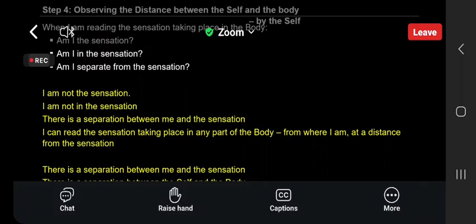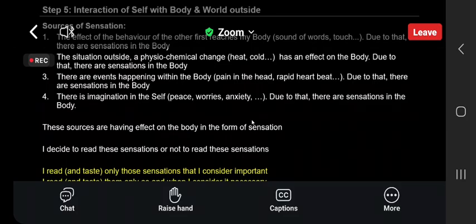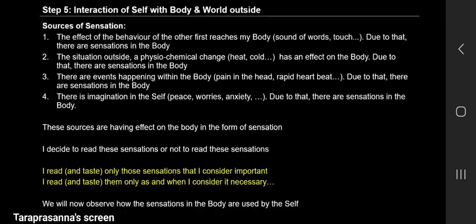In step 5 we are trying to see the sources of sensation. So there could be 4 possible sources. Number 1, effect of the behavior of the other that reaches to my body, and due to that there are sensations in the body. Number 2, the situation outside. So there is a physiochemical change in environment and that has impact on my body. And because of that impact, there are sensations in the body.